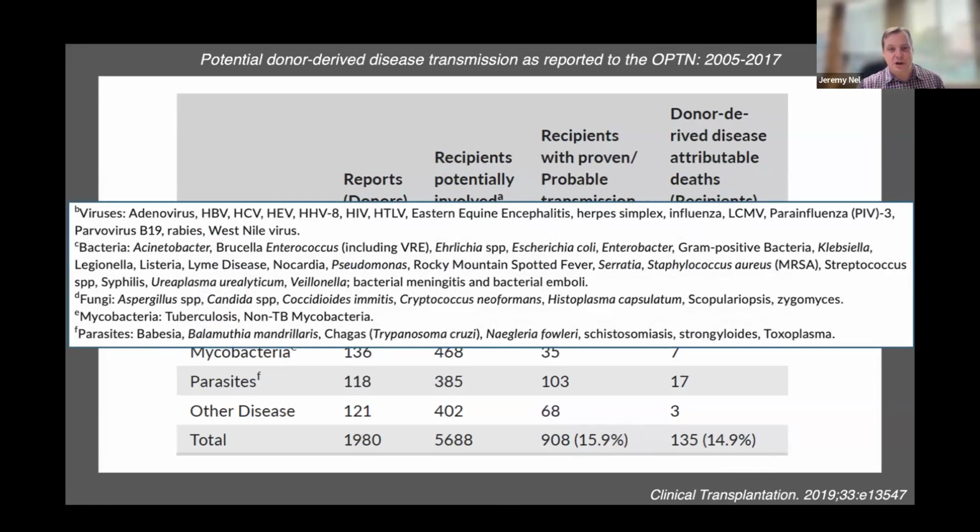So adenovirus was the most common, then Hep B, Hep C, hepatitis E virus, HHV-H. Some of them were HIV, can you imagine? Herpes simplex, flu, things like that. West Nile virus is a lethal one, but obviously quite a small chance.